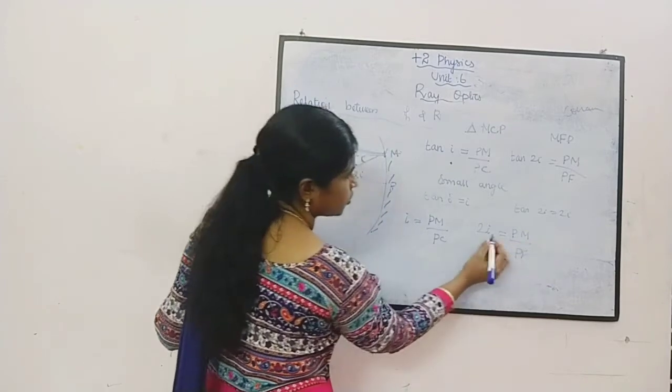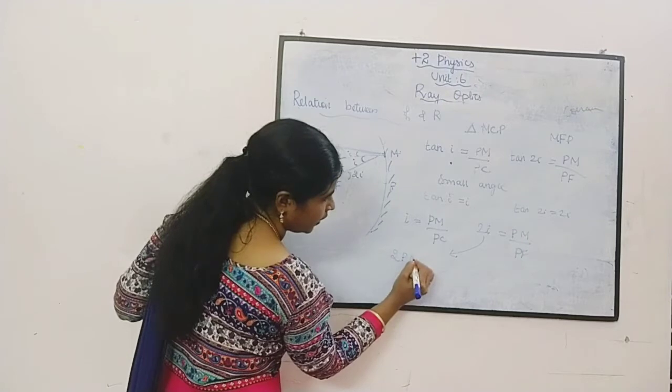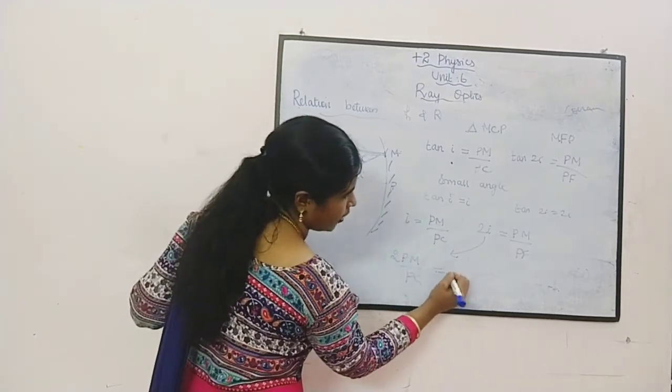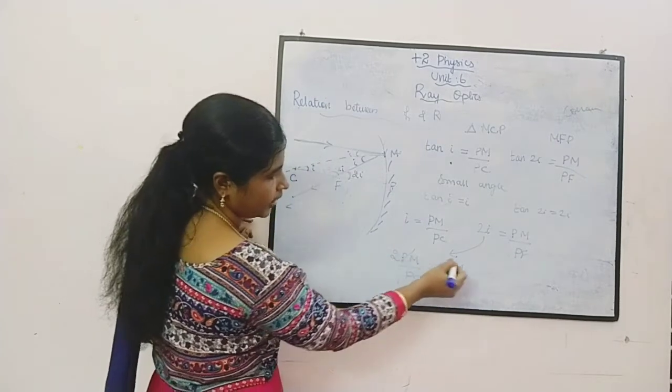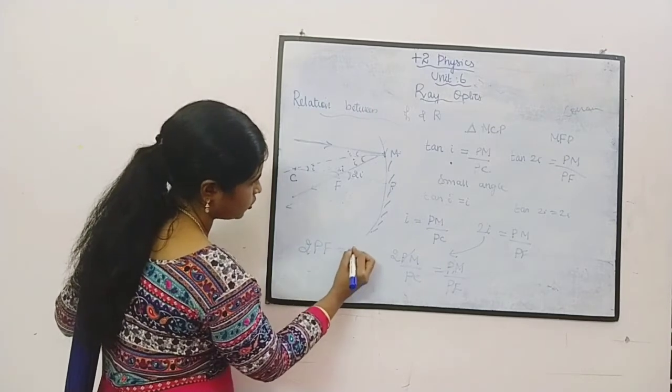Okay. So here you can substitute for I. So I is equal to what? PM by PC. Instead of I, PM by PC is equal to PM by PF. Okay. So here also PM, PM. So I can write it as 2PF is equal to PC.